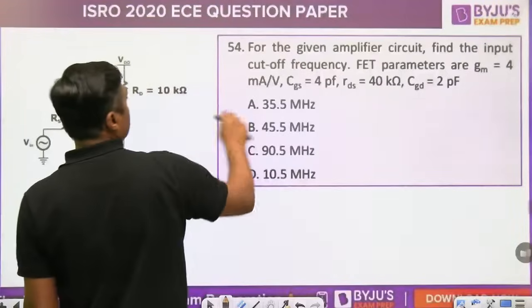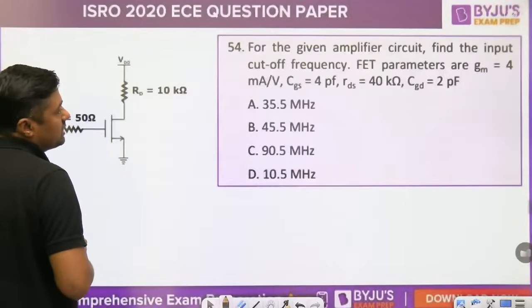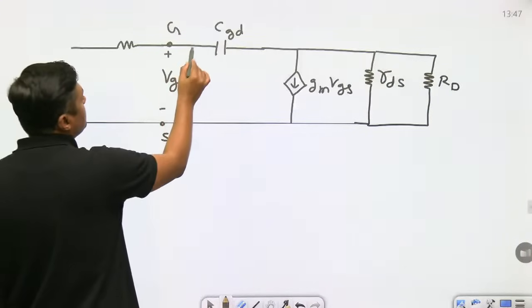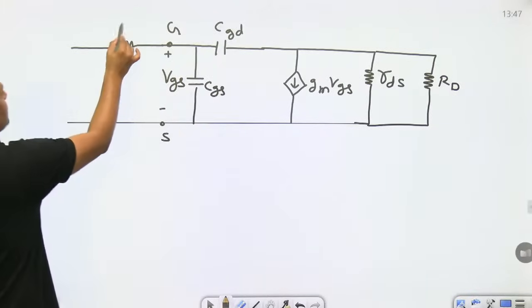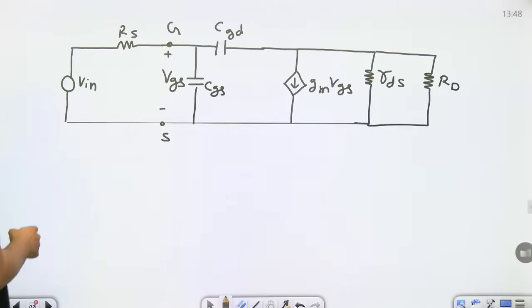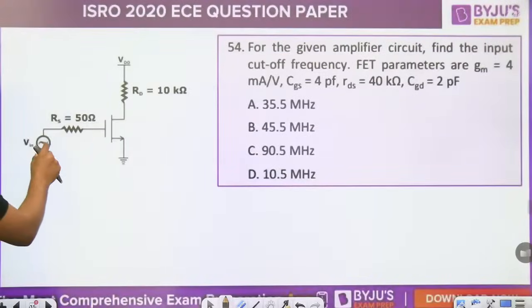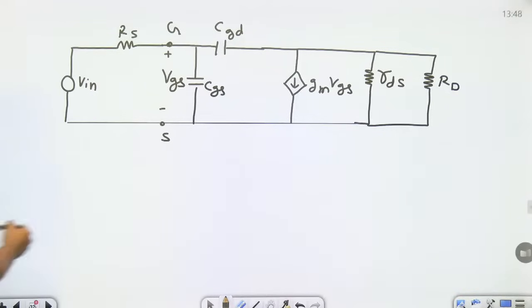RDS is given as 40 kilo ohm, RD means 10 kilo ohm, 40 and 10 are in parallel. Here we have one capacitor, that is called CGS. Now here you can connect the RS, 50 ohm, and the V is connected to the gate terminal, and source is connected to ground. This is a common source configuration.